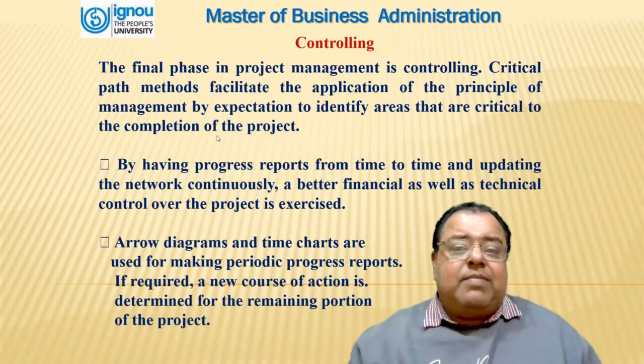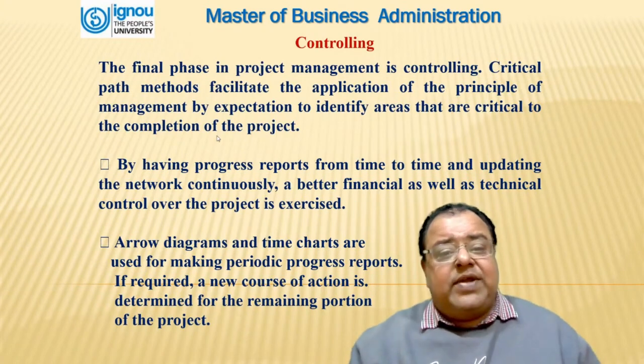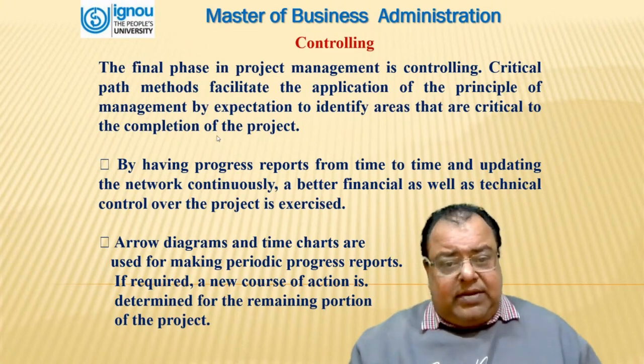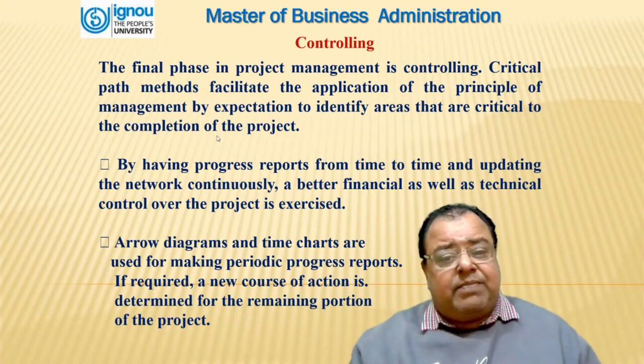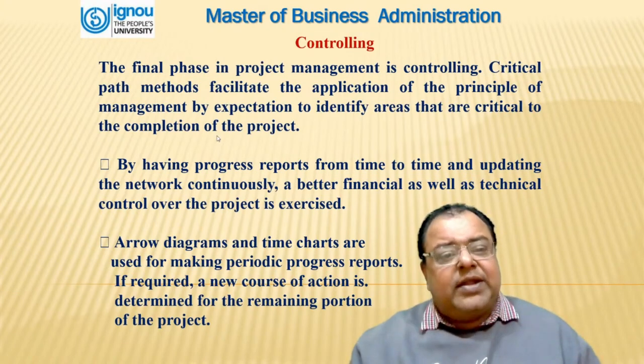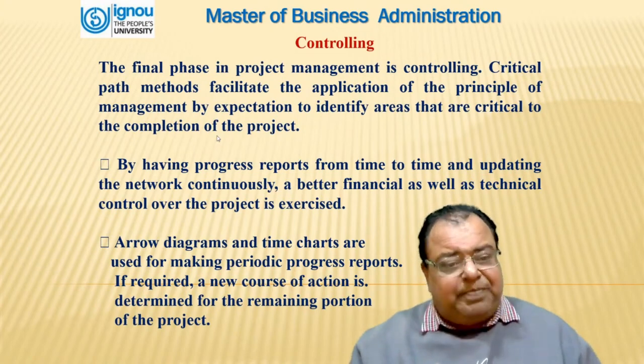Last part, the fourth component, is the controlling. The final phase in project management is controlling. Critical path method facilitates the application of the principle of management by exception to identify areas that are critical to the completion of the project.